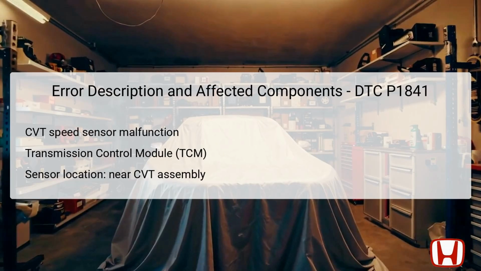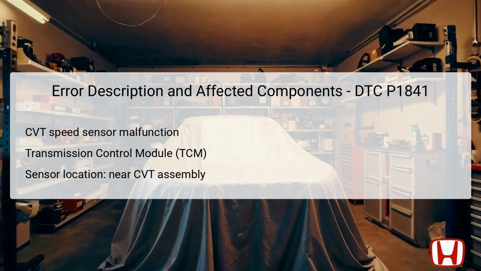Under DTC P1841, the primary component affected is the CVT speed sensor, which plays a crucial role in relaying the speed of the secondary shaft to the TCM. The TCM, or Transmission Control Module, processes these signals to ensure the transmission operates smoothly, particularly in different driving modes such as reverse. The CVT speed sensor's location near the CVT assembly makes it accessible for inspection, but requires lifting the vehicle safely to do so.